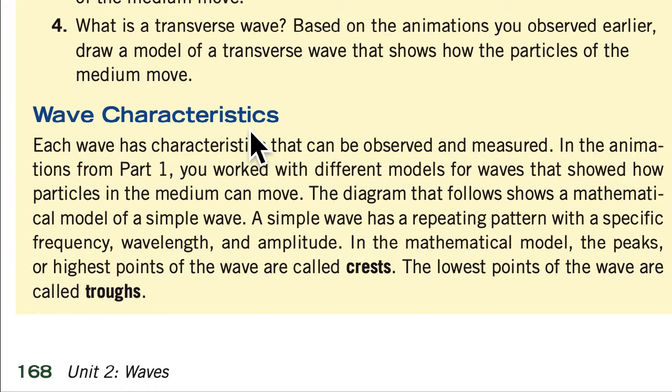Wave characteristics. Each wave has characteristics that can be observed and measured. In the animation from Part 1, you worked with different models for waves that showed how particles in the medium can move. The diagram that follows shows a mathematical model of a simple wave. A simple wave has a repeating pattern with a specific frequency, wavelength, and amplitude. In the mathematical model, the peaks or highest points of the waves are called crests. The lowest points of the wave are called troughs.